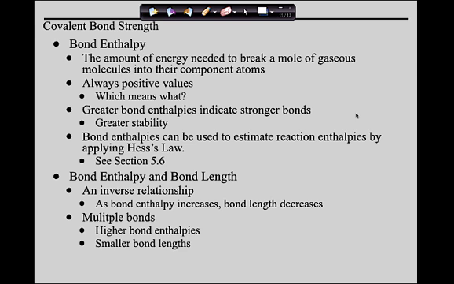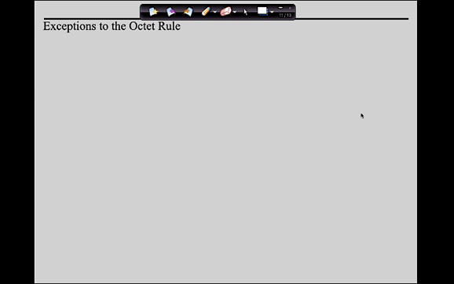Then, guys, this is where we're going to transition into Chapter 9. When we get into Chapter 9, we are going to start to talk about molecules that violate the Octet Rule. We're going to talk about trigonal bipyramidal and octahedral structures. So please don't write any of this down.